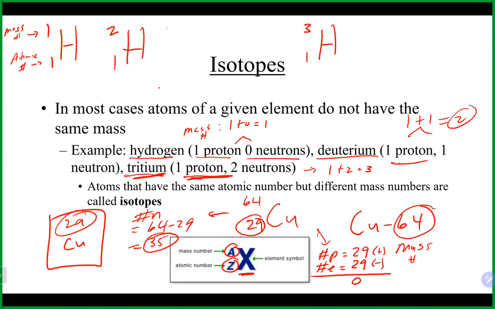So most of the time, this is probably how you will write your symbols for isotopes, with the mass number and atomic number. Occasionally, though, you get into some nuclear chemistry. They sometimes like to write them with the dash and the number. Any questions on that?